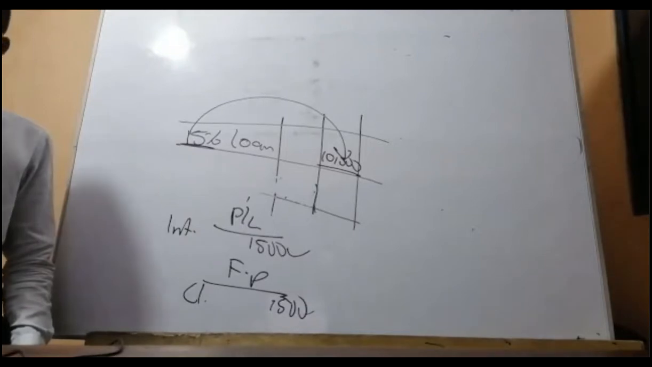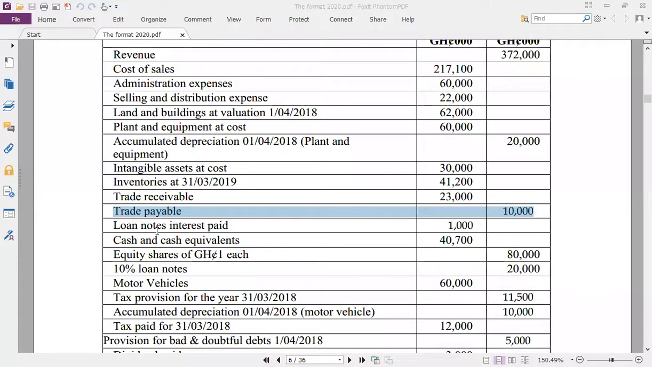Now let's go to the question. In the trial balance, I can see loan note interest paid, 1,000 there, right? But this examiner is very good though. It's a loan note interest and I added paid to it. Meanwhile, when you see loan note interest in a trial balance, it means paid. Whether the word paid is there or not, it's paid. If you go to question number three, there's no paid, just loan note interest.